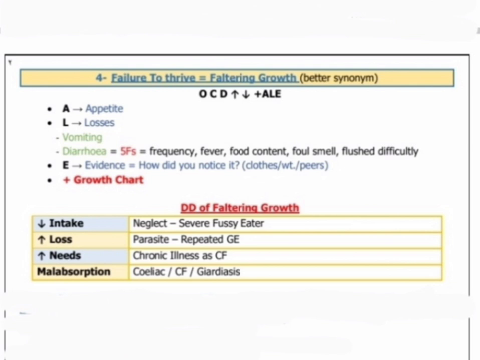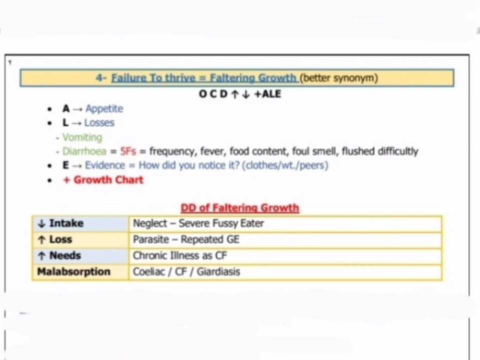Diarrhea: if diarrhea, we ask about the 5 Fs, like the frequency of the loose motions, fever, food content present or not, foul smelling stool, and the flush difficulty, the poo. Then evidence, like how can you know that he is losing weight or not growing well? How did you notice it? Loose clothes, weight is decreasing, peers. Plus whether a growth chart is available or not.